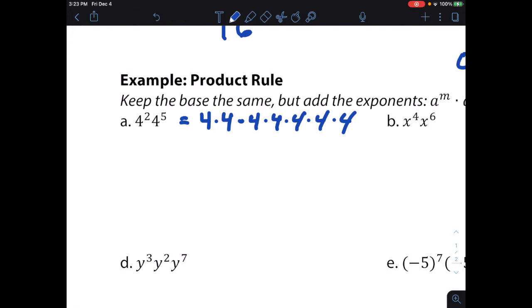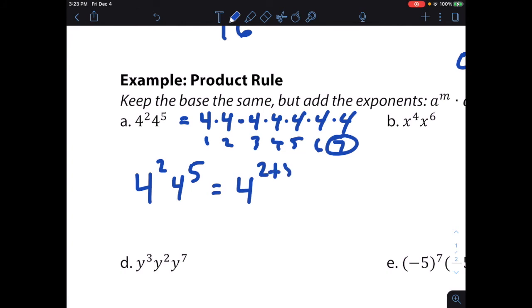But on this first one, we can look at this and say, all right, how many 4s did I write? Well, I wrote 1, 2, 3, 4, 5, 6, 7, right? So I wrote 7 4s. Well, 2 plus 5 is 7. So that's how the product rule works. So if we have 4 squared times 4 to the fifth, it's the same as 4 to the 2 plus 5, or 4 to the seventh. Okay, and we generally don't always write this part out like this. We can look at this and just do it in our head and see that 2 plus 5 is 7. So we can skip this middle step in writing it down and just go right to the answer usually.